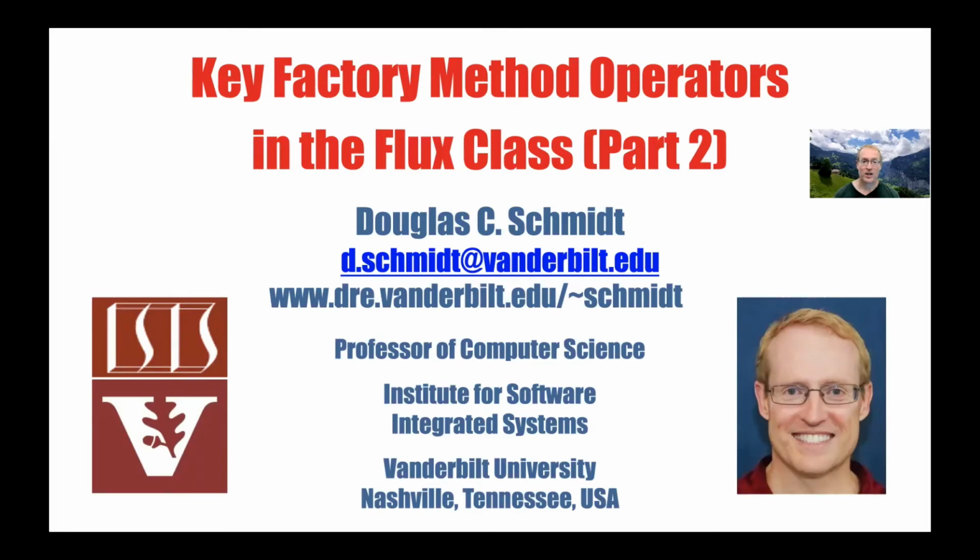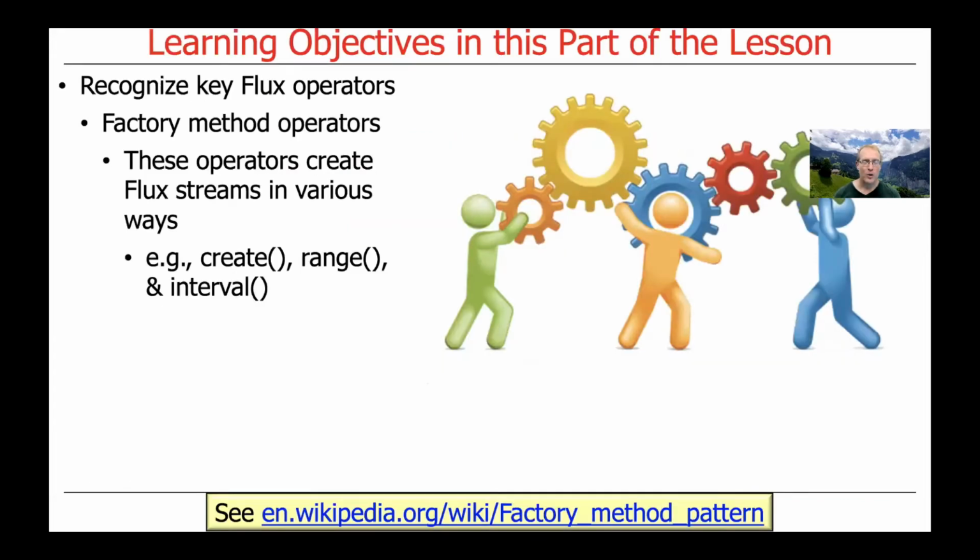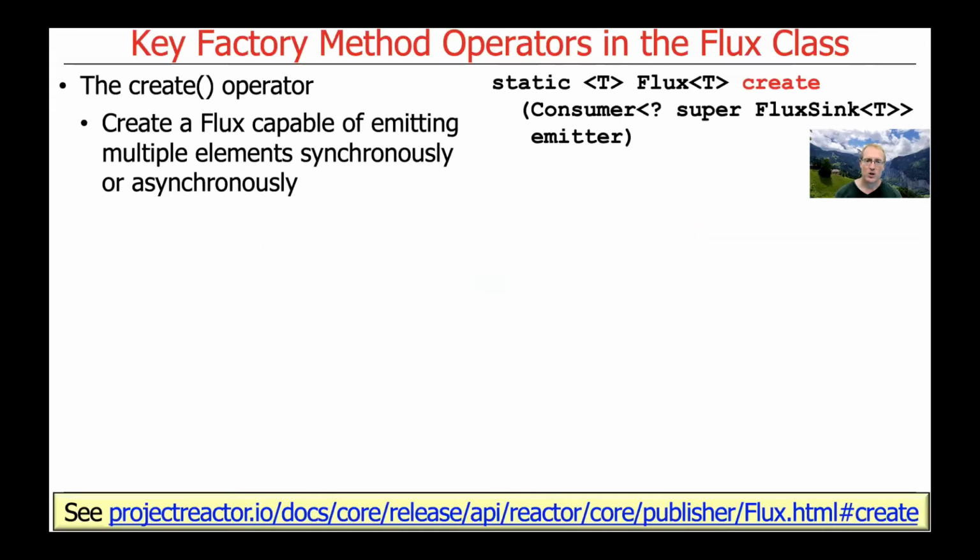We're now going to turn our attention to some other factory method operators that are defined in Project Reactor's Flux class. Earlier, we talked about some of the core factory method operators like just, fromIterable, fromArray, and from. These are all operators that create fluxes in various ways. We're now going to turn our attention to three other factory methods: create, range, and interval. We'll start with the create operator.